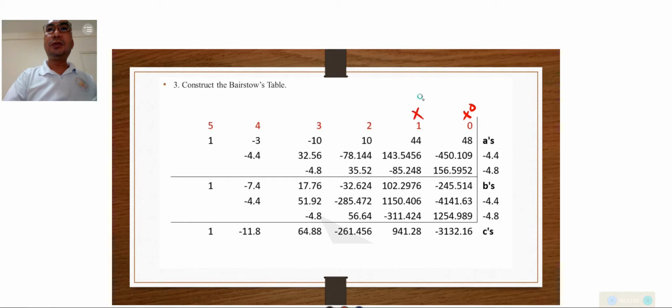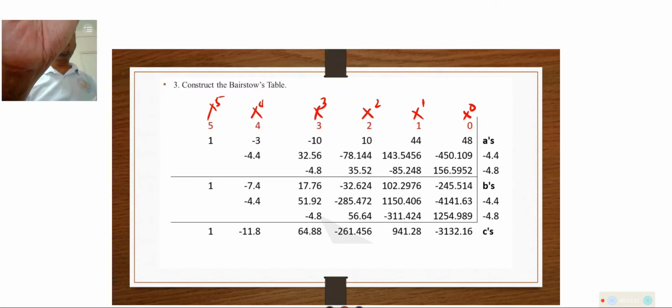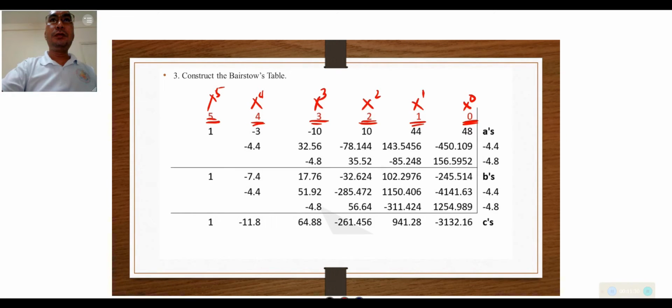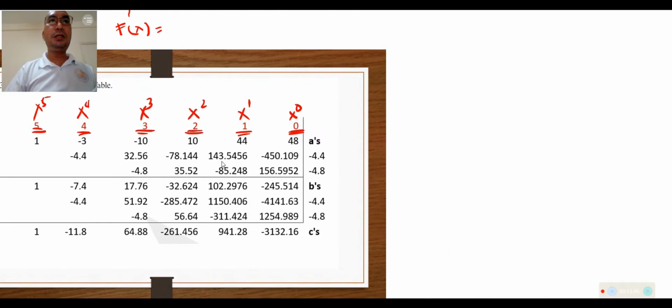This term equals x raised to 1. This is x raised to 2, x raised to 3, x raised to 4, and this is x raised to 5. That is what is denoted by these numbers in red here. So from the equation, what is our function of x?